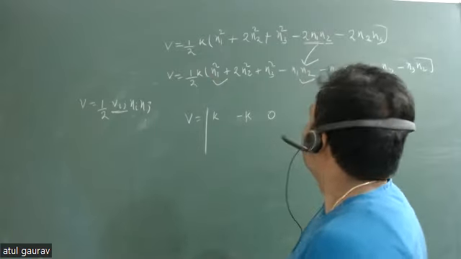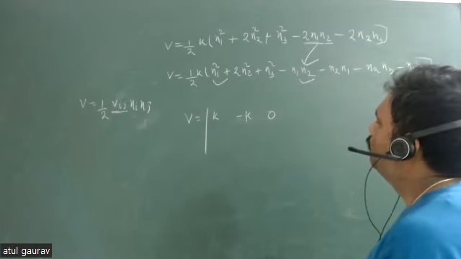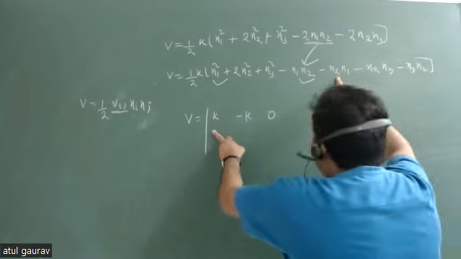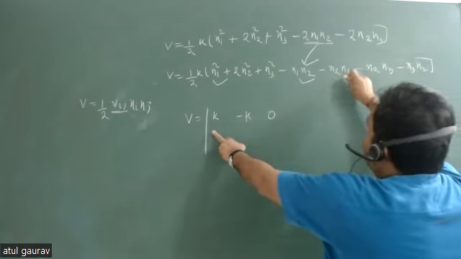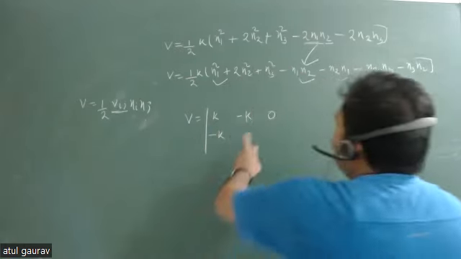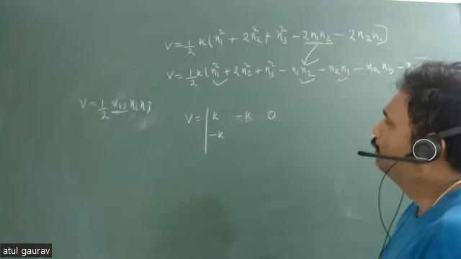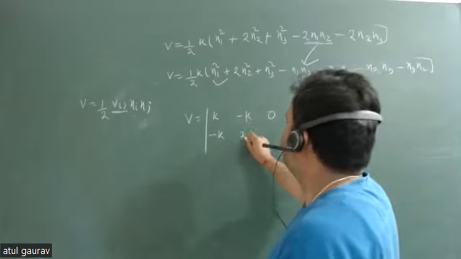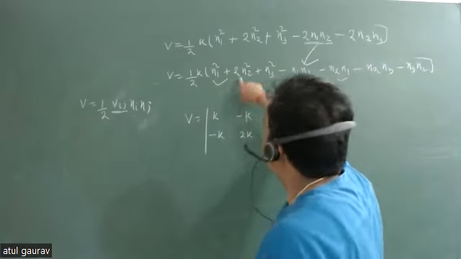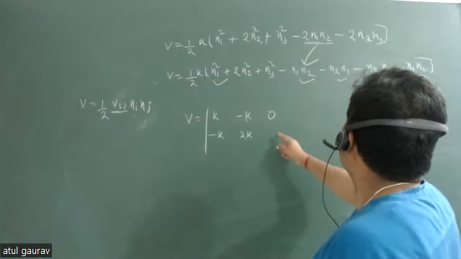Now 2 1, what will it be? You will go for this one. See the matrix. This represents this one, so this will be minus K. Now 2 2. Pay attention again: it is 2K, because here 2 is there, half eta 2 eta 2. That is 2K.